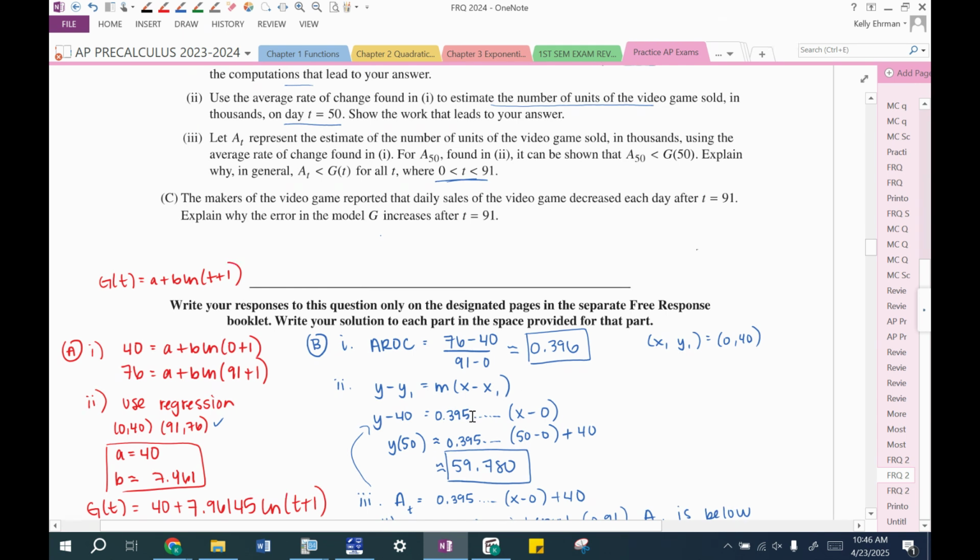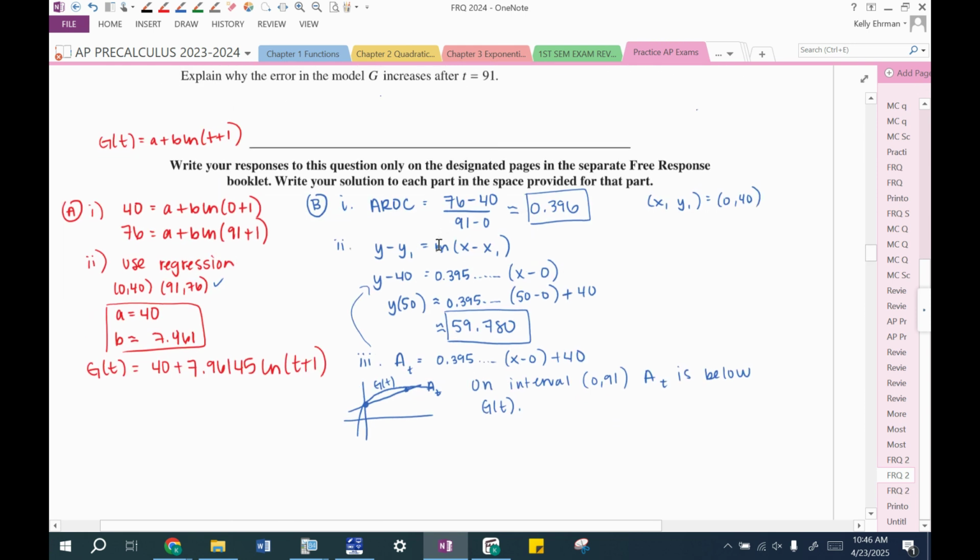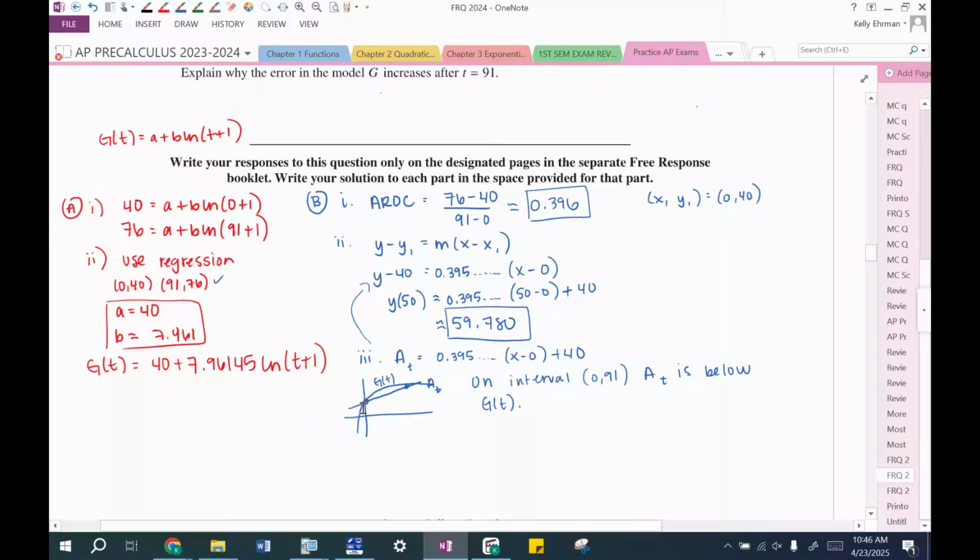Now you could say something maybe about the concavity. G of t is concave down and increasing, whereas a of t is just increasing. But I don't know if you have to say that. Sometimes they want us to throw in concavity. So maybe I'll just say everything I know about that. I could say g of t is concave down and increasing, while a sub t is linear.